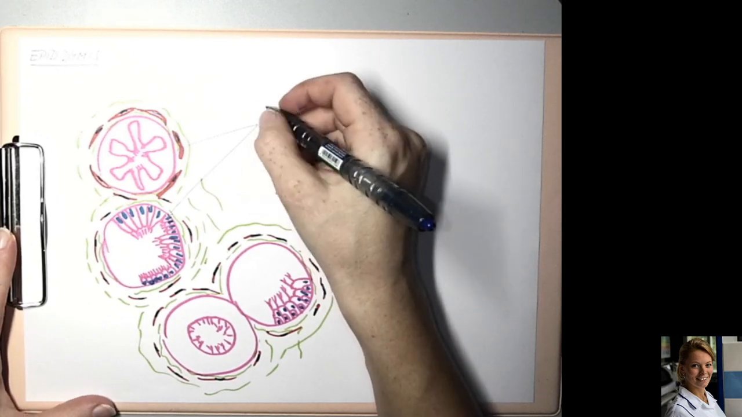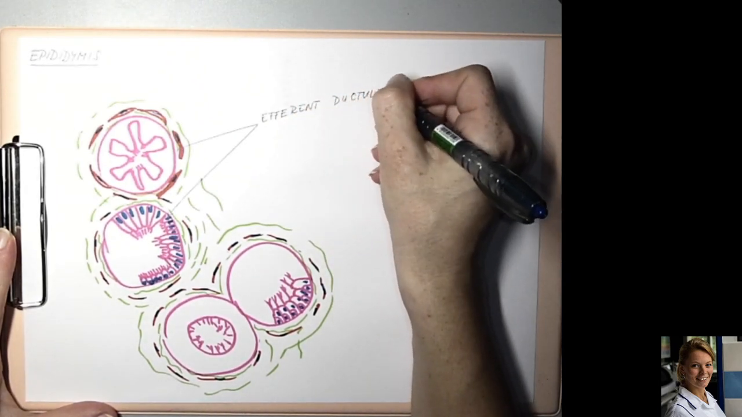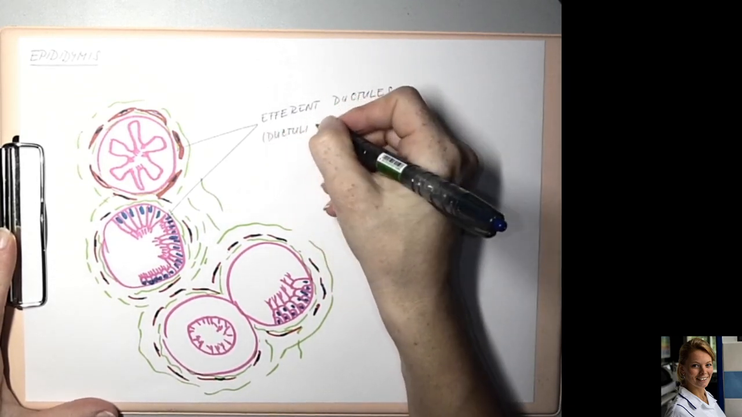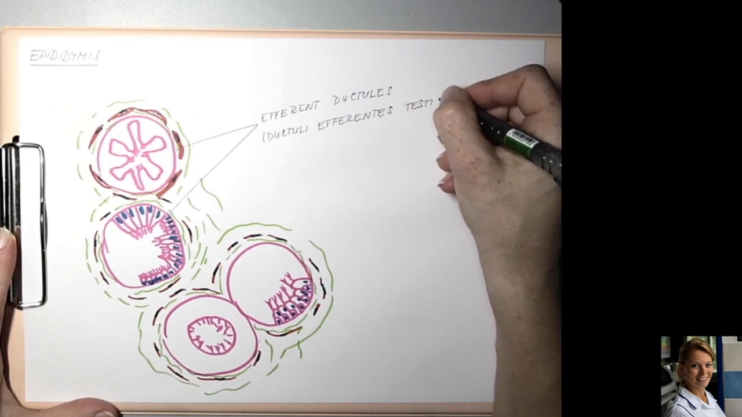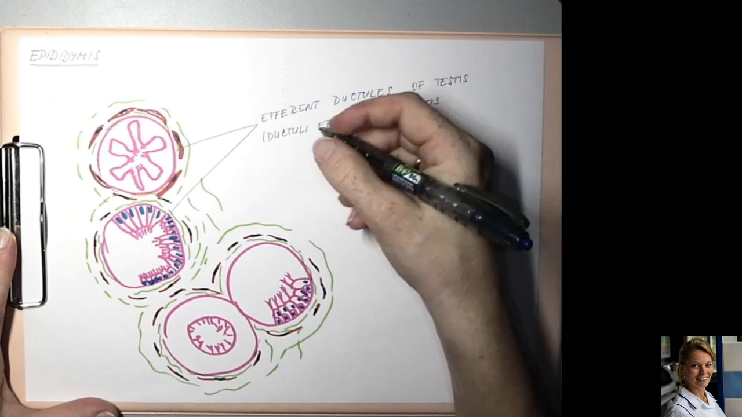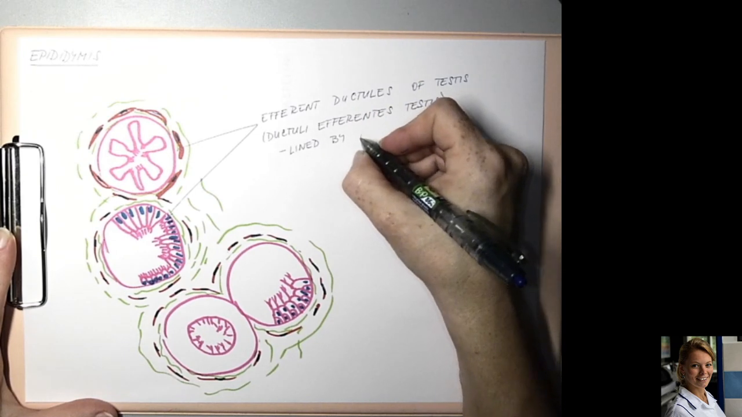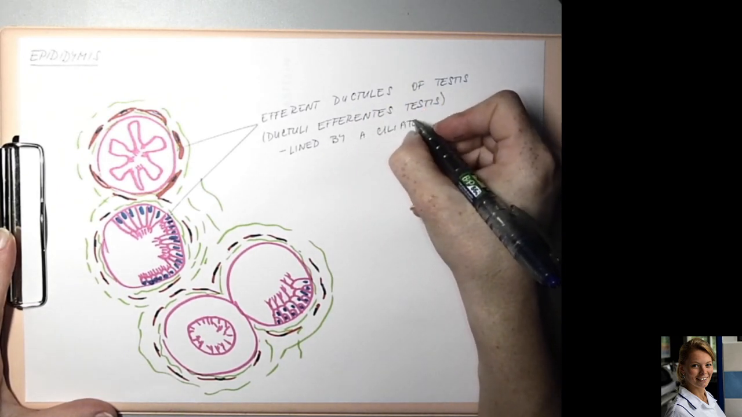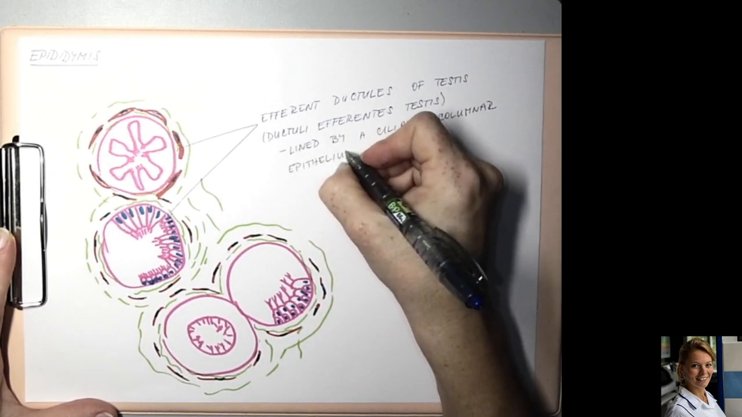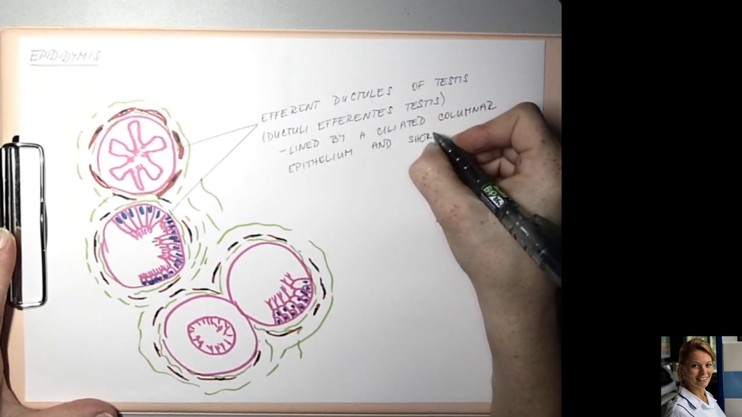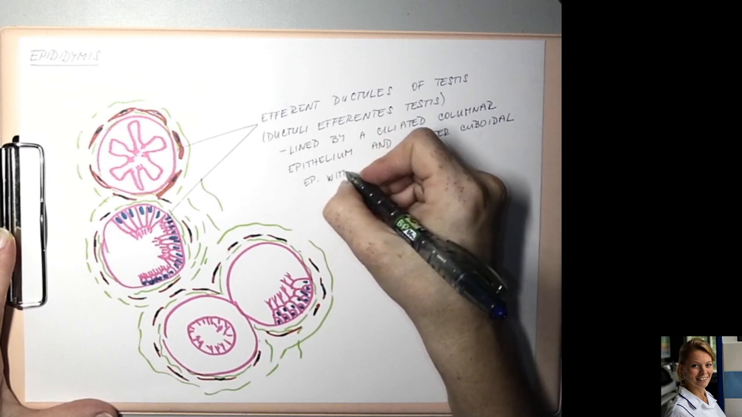Here you can see efferent ductus, also called ductuli efferentes testis, which are lined by ciliated columnar epithelium and shorter cuboidal epithelium with microvilli.